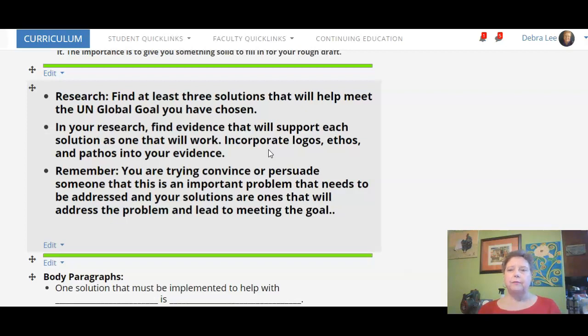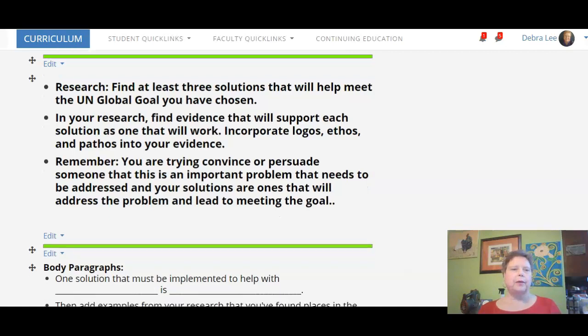And then the pathos, if you can find some examples of some really pitiful situations to stir sympathy or empathy, or something that would even stir the emotions. It doesn't have to necessarily be something to make you feel sorry for someone or pity someone. It could stir the emotions of righteous indignation. We shall not let this go on. Remember, you're trying to convince or persuade someone that this is an important problem that needs to be addressed, and your solutions are ones that will address the problem and lead to meeting the goal. So keep that in mind as you build your body paragraphs.